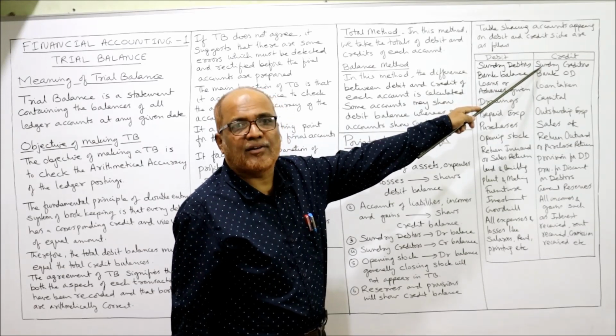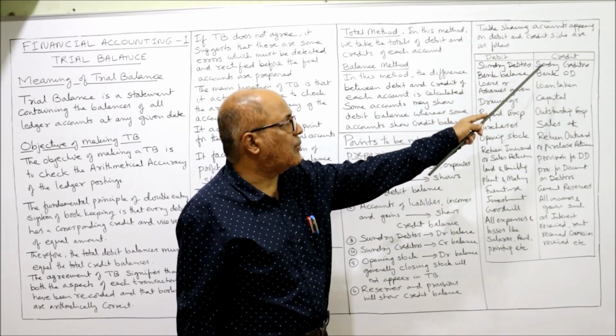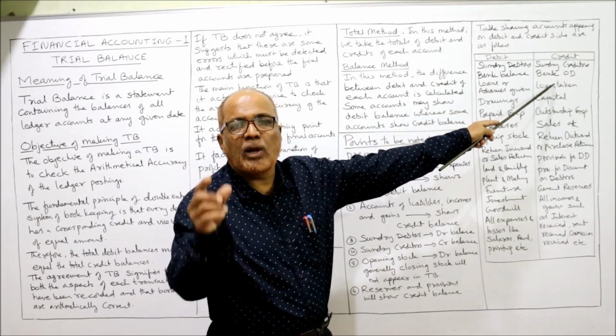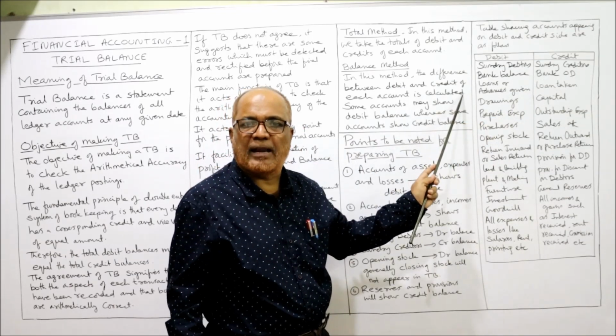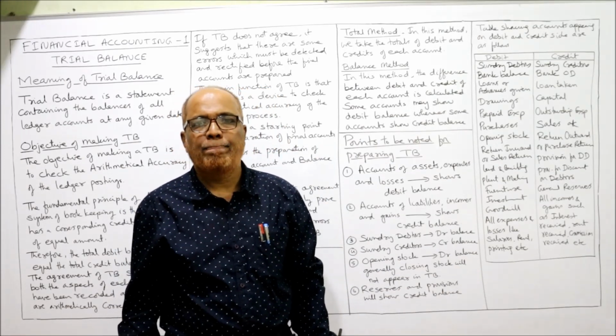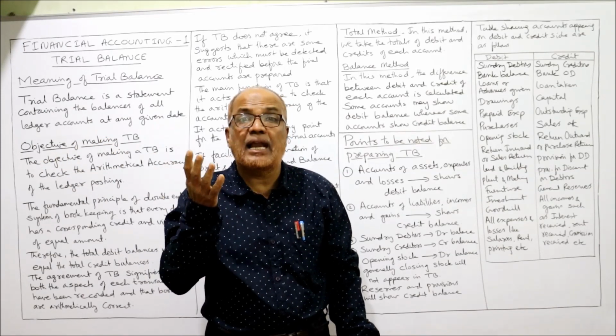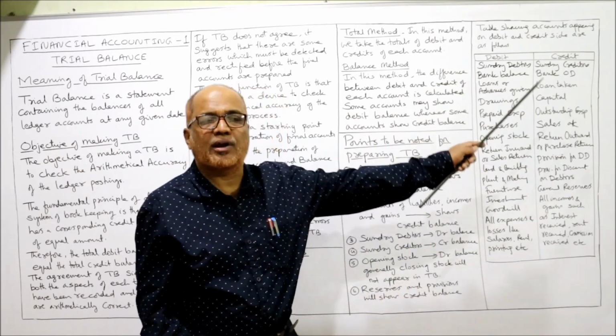Sundry creditors. Sundry debtors, debit column. Sundry creditors, credit column. Bank overdraft. If only bank balance is given, it is a debit balance. Bank overdraft. Overdraft is a temporary loan. It's a temporary loan taken from bank. It is called overdraft. It's a liability. It will show credit balance.